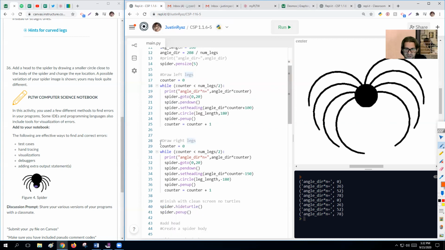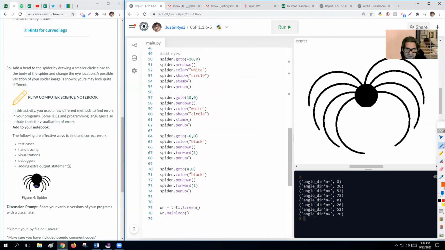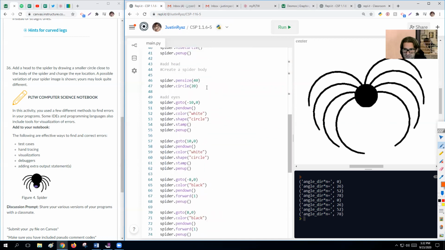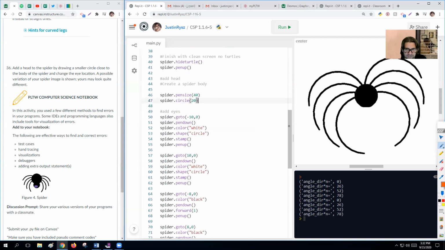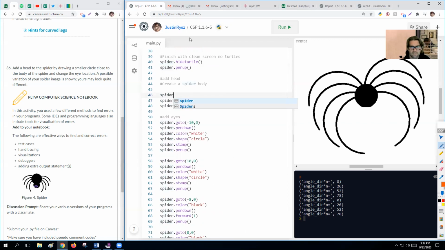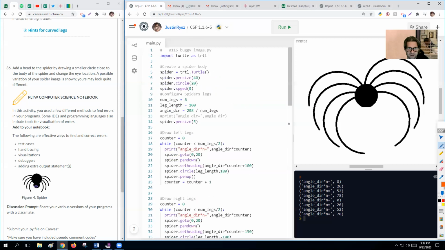All right, so we made the eyes, but we put the head right on top of it. So we actually need to, yeah. All right, so let's see, we got to move that head down a little bit, right? So spider, go to, actually probably should use, oh no, spider dot pen down, or go to, there's a bee flying around me. Let's see, the body, where's the body at?